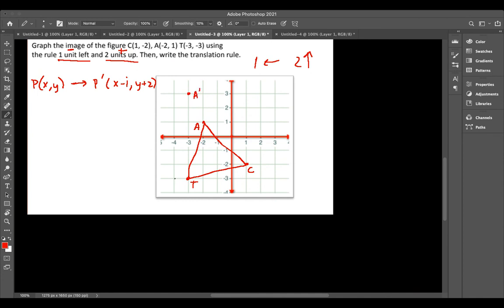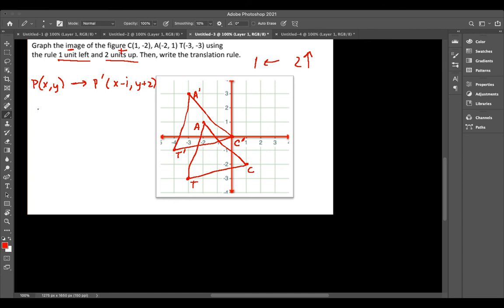T is going to be over 1 to the left, up 2. That's going to be T prime. C is going to be over 1, up 2, right here, and that's going to be C prime. All we have to do now is connect the dots. And there is your translation right there. Okay? So again, we could do it the other way as well.